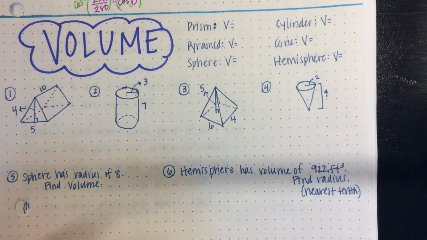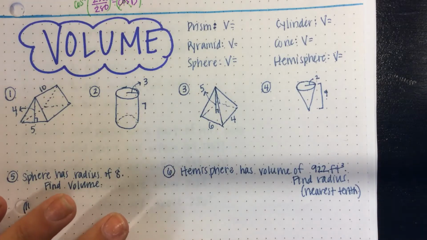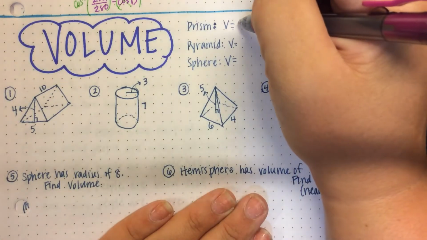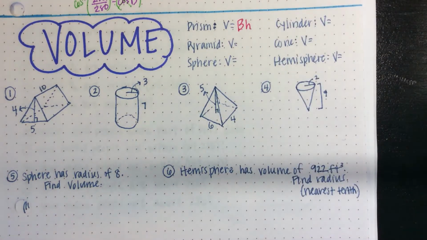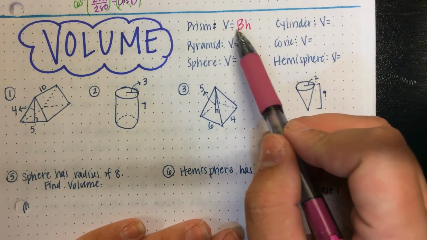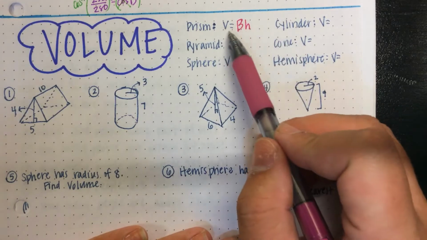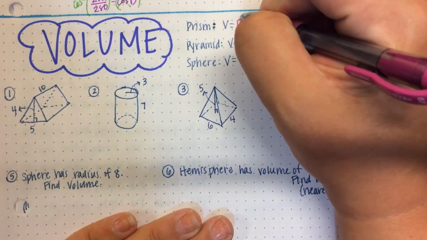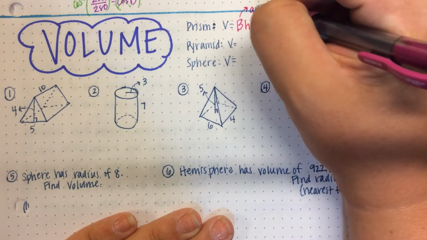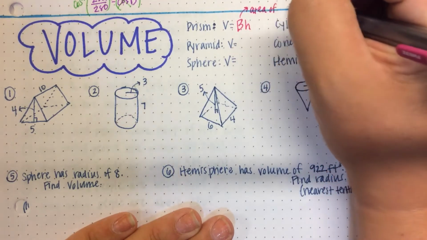So we have formulas to memorize. The first one for our prism is capital B times H. Anytime you have a capital letter within a formula, that means that it's a formula for something else. So like normally we would say capital V equals something, right? Because it's a formula. Well, that means that B is a formula for something else. And specifically, that's a formula for the area of the base.